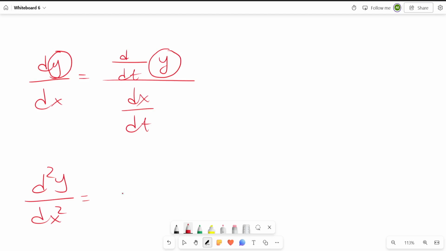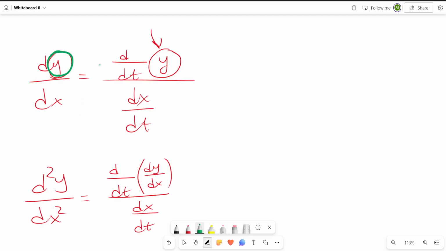So again, if we want to find the second derivative, we basically want to differentiate the first derivative, right? So we want to do the same, but instead of y, this is going to be the first derivative. So it's going to be differentiation by dt of the first derivative, which is dy by dx over dx by dt. When you compare, you will find that these two exactly are the same, because you want to differentiate y by dx, so you differentiate y by dt. Here you want to differentiate the first derivative by dx, so you differentiate the first derivative by dt and then divide by dx by dt.